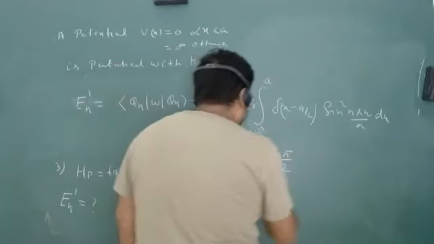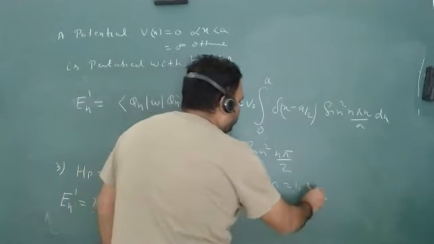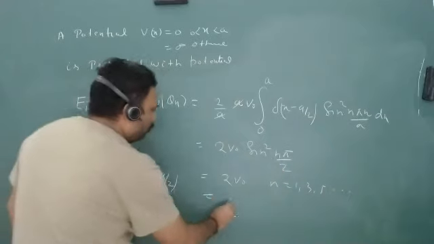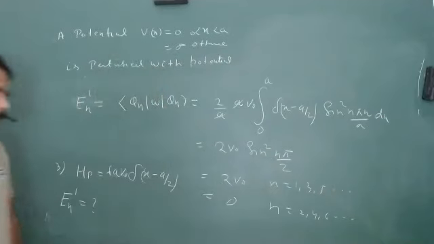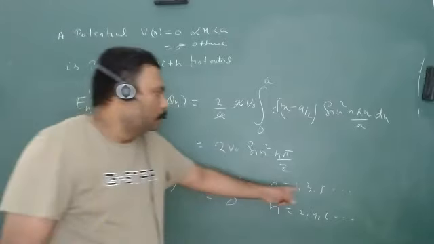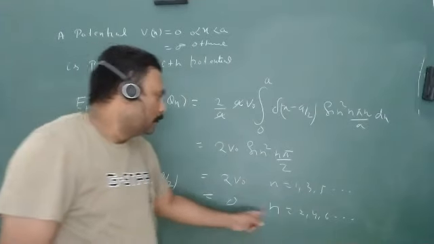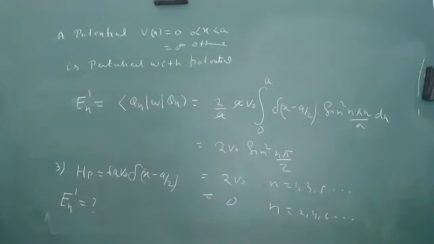Then this value is equal to 2V naught when n is equal to 1, 3, 5 and so on. And this value is 0 when n is equal to 2, 4, 6 and so on. Isn't it? So there are two values possible. If n is equal to 1, 3, 5, this value is 2V naught. If n is equal to 2, 4, 6, then this value is 0. Isn't it? Are you getting all this?